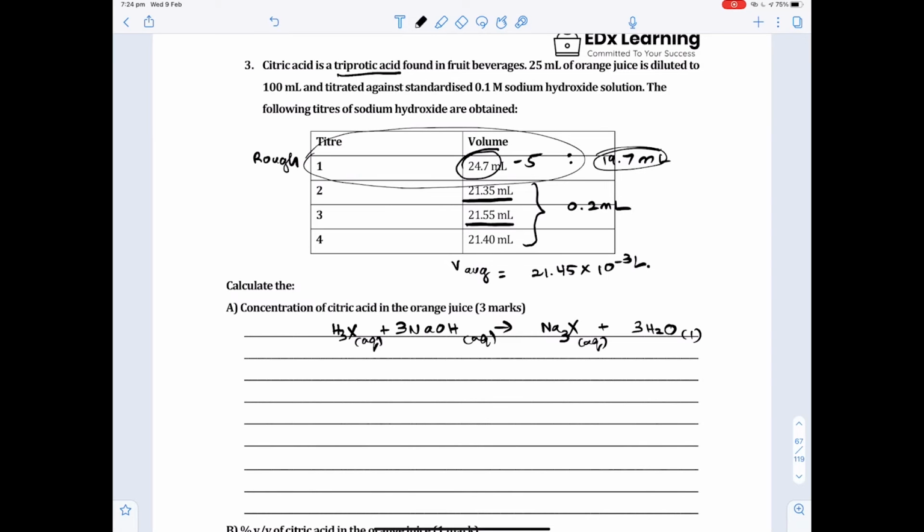Now you would find the moles of NaOH. Wait a minute. We're jumping ahead. What's the second step in calculation questions? Write down all your information. Good. All information values.